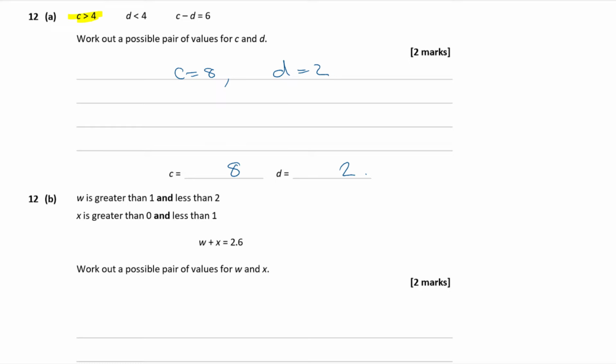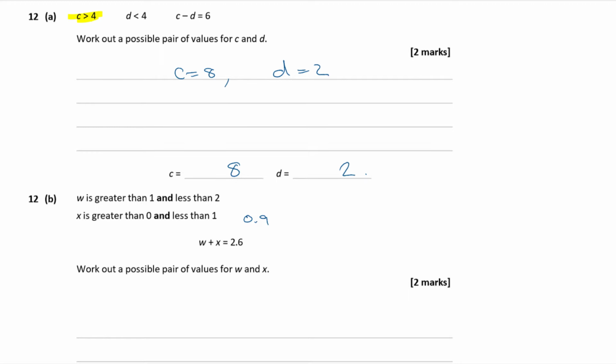Part B says w is greater than 1 and less than 2. X is greater than 0 and less than 1. So these are kind of decimal numbers, aren't they? Work out a possible pair of values for w and x. Okay. So if I need to get to 2.6, now x needs to be reasonably big, doesn't it? Otherwise it's not going to get up to 2.6. Let's say it's like 0.9. Okay, so that's between 0 and 1.